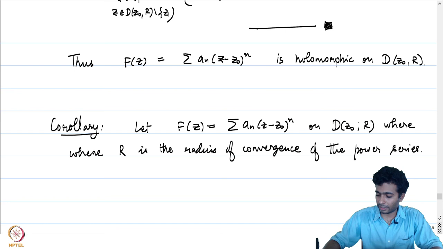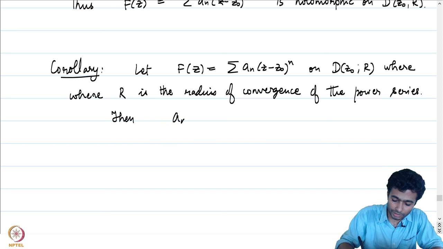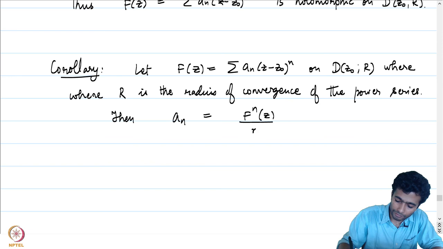Then we have an explicit expression for the coefficients. a_n is given by f^(n) of z0 by n factorial. Let us give a proof.